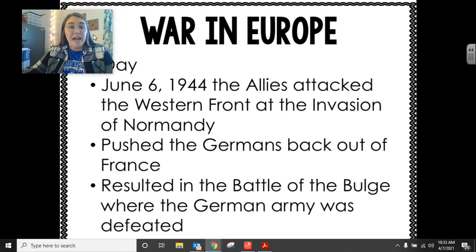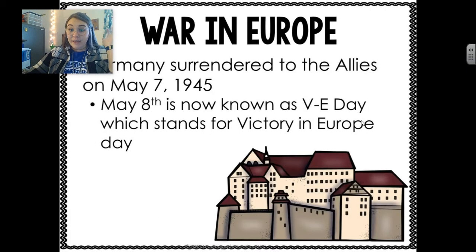So then we have D-Day, and that is another common thing you're going to hear a lot when we're talking about World War II. On June 6th, 1944, the Allies, which again is what the United States is a part of, attacked the Western Front at the invasion of Normandy. We pushed the Germans out of France, and it resulted in the Battle of the Bulge, where the German army was actually defeated. Germany surrendered to the Allies on May 7th, 1945, and May 8th is now known as VE Day, which stands for Victory in Europe Day.